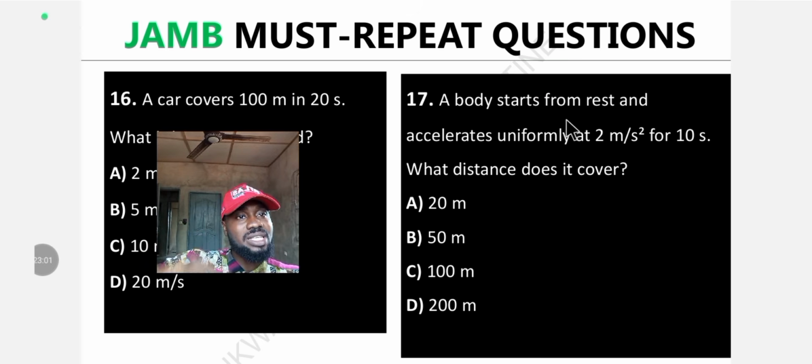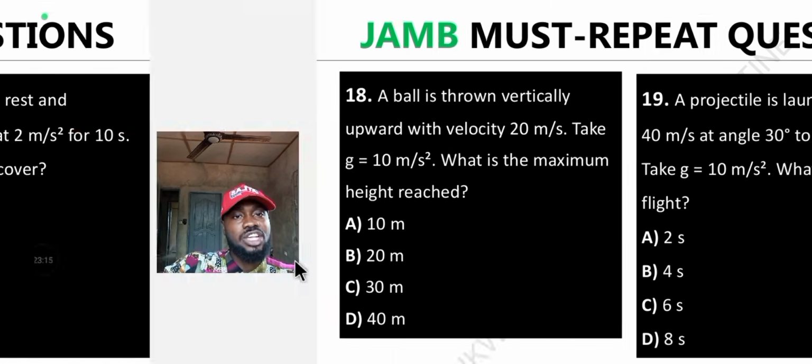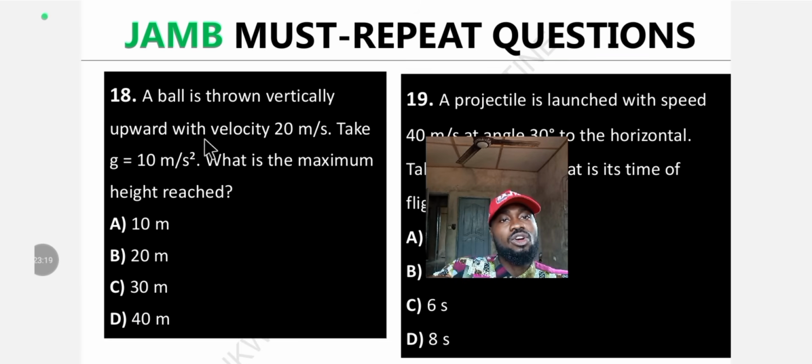Question 17. A body starts from rest and accelerates uniformly at 2 meters per second squared for 10 seconds. What distance does it cover? A. 20 meters. B. 50 meters. C. 100 meters. D. 20 meters. Drop the answer in the comment section. Question 18. A ball is thrown vertically upward with a velocity of 20 meters per second. Take gravity equal to 10 meters per second squared. What is the maximum height reached? A. 10 meters. B. 20 meters. C. 30 meters. D. 40 meters. Drop the answer in the comment section.